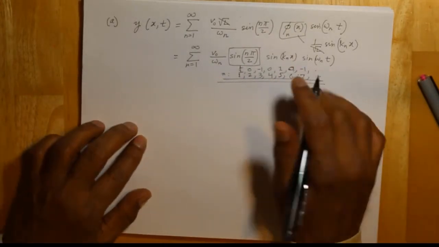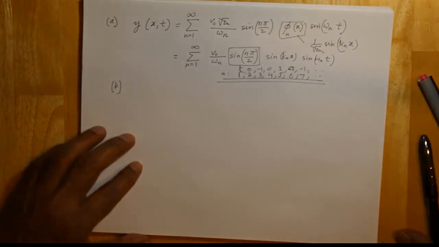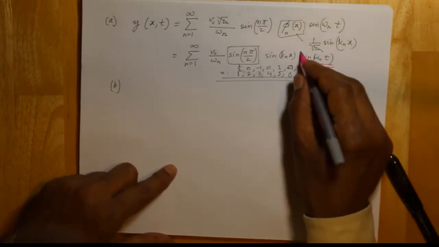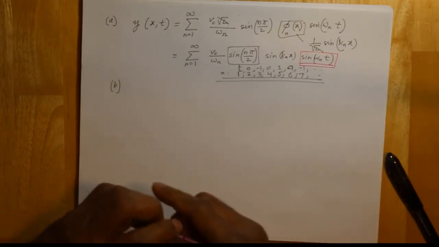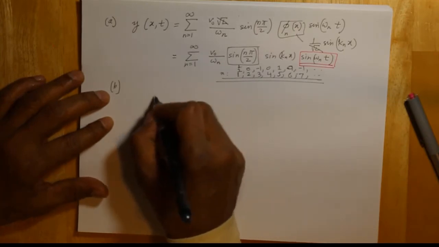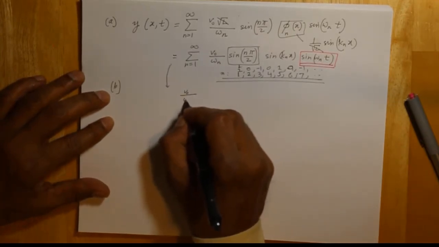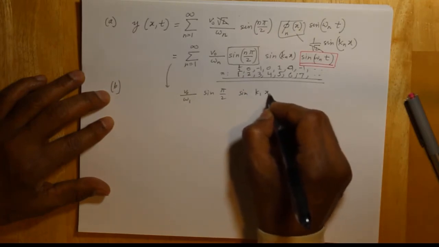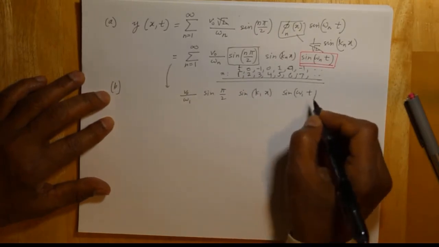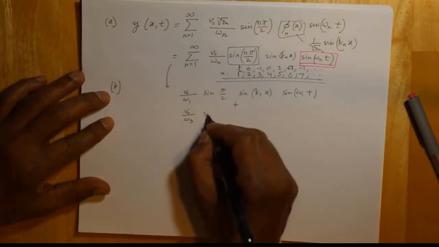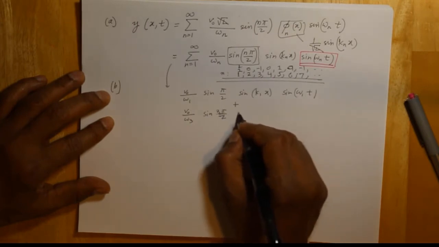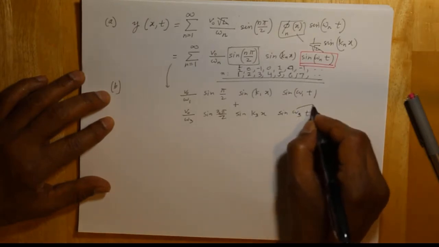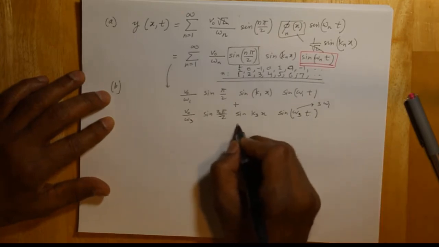Now you see every term here for B has a frequency, so it comes back in time through this. Term one has a v0 over omega 1 sine pi over 2 sine k1x sine omega 1 t. Then we have a v0 over omega 3 sine 3 pi over 2 sine k3x sine omega 3 t, which is 3 times omega 1, and so on and so forth.